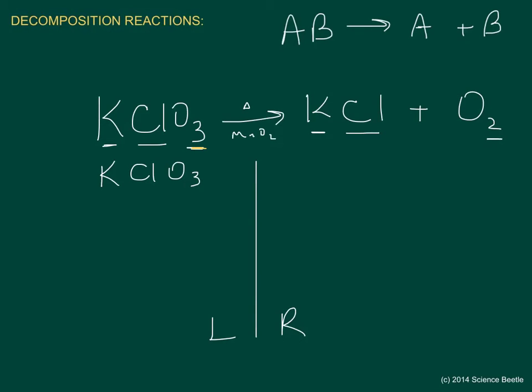Now, if we look at the oxygens at this point, you're going to notice that we've got a total of 6. Which means that on the right-hand side, we need to add another oxygen molecule, and another oxygen molecule, for a total of 6 oxygens here on the right-hand side. Okay, so we can see that here. There's 1, 2, 4, and 6. So we've got 6 oxygens on the right-hand side. We've got 6 oxygens on the left-hand side.